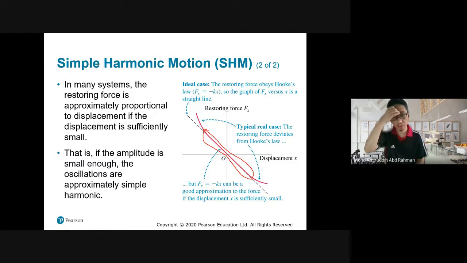But in the real case, usually this is what will happen. We have a deviation of the restoring force from the displacement. In order to find the k value, we just need to use the part of the plot which is linear. We take the points from over here to somewhere over there, based on the small values of x.